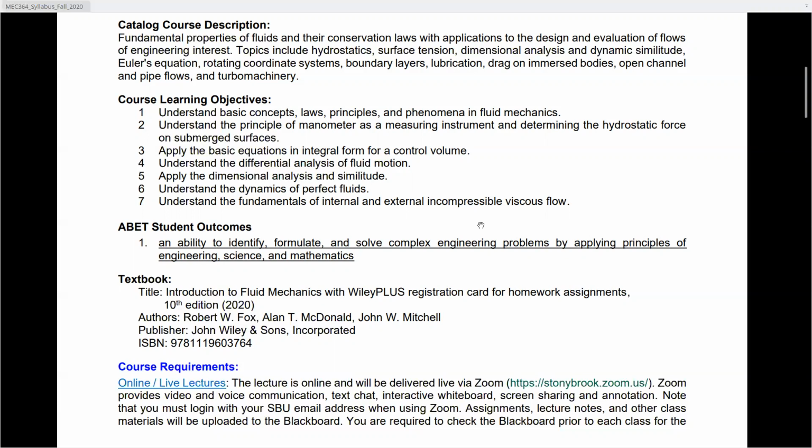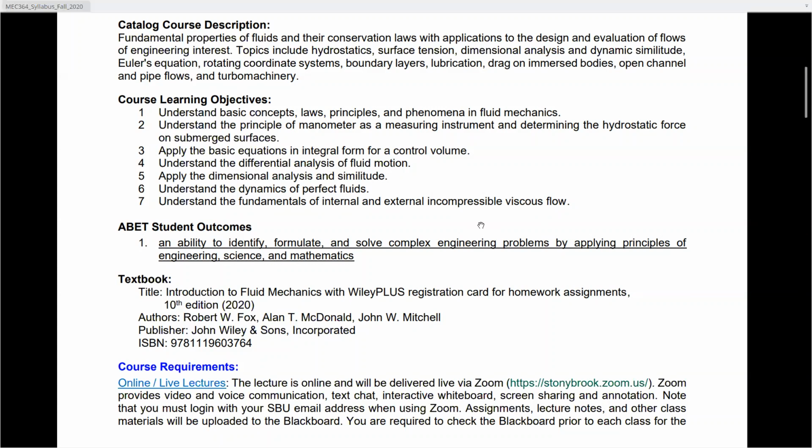The issue is WileyPLUS, because we need WileyPLUS to do the homework, so you do need the WileyPLUS registration card. Currently, I'm not sure whether the WileyPLUS card you buy for the 9th edition will also work together with the WileyPLUS card you buy for the 10th edition. I'm not sure. I'm contacting both the publisher and the school bookstore to confirm this.